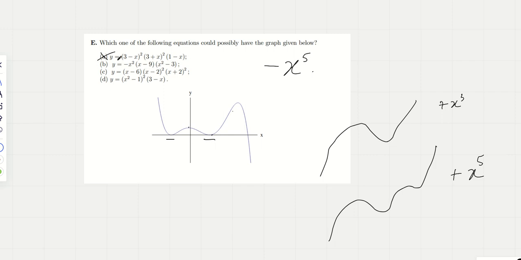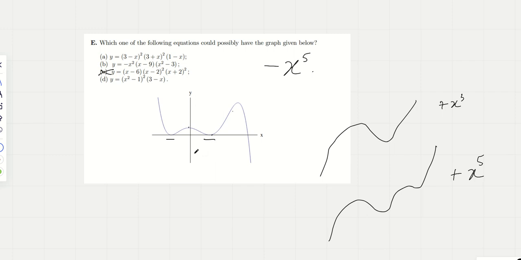Now that rules out a, because after you square that minus x, you're going to get positive x squared. Oh no, it doesn't rule out a. I keep trying to rule things out, but no, it doesn't rule out that one. But it must rule out some of the others, because it doesn't rule out b. That's going to be minus x to the 5. It rules out c. Definitely can't be that. And it doesn't rule out d. So we've only ruled out c so far.